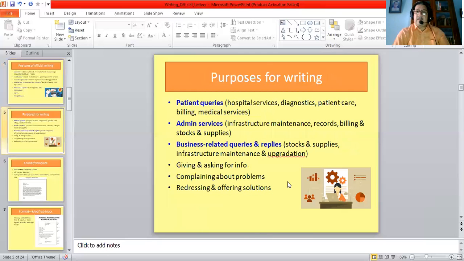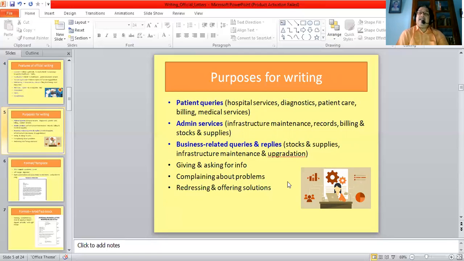Now, we shall look at the purposes for this kind of writing. First of all, as I have said, there can be various kinds of patient queries that you will have to handle. These queries can relate to different types of hospital services that you are offering, like OPD or consultations by specialists or operations of different kinds, operative care, post-operative care, rehabilitation, therapy, and so on.